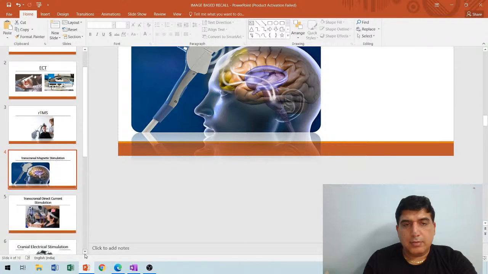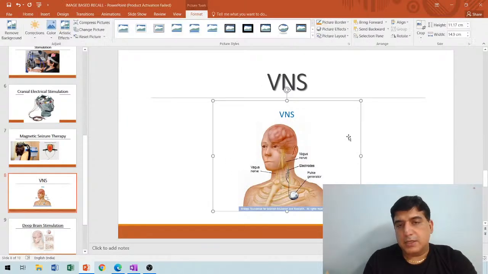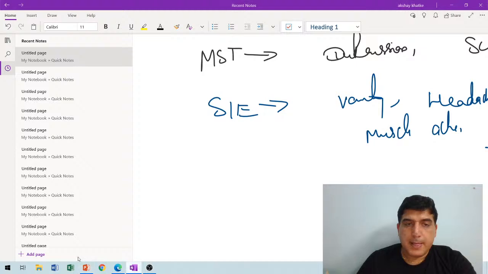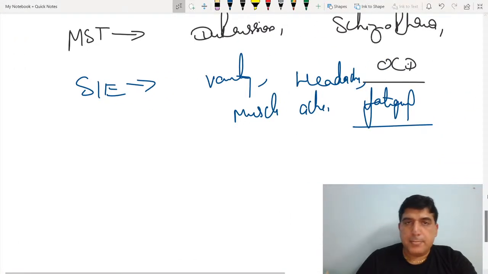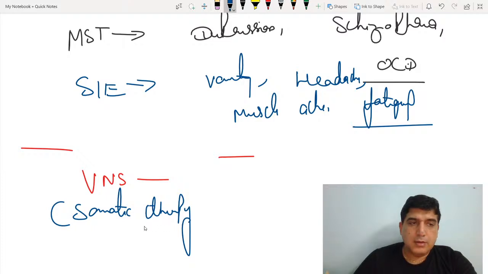Next is VNS, vagal nerve stimulation. In vagal nerve stimulation, we use the left vagus nerve. We put this electrode on the left vagus nerve. The pulse generator we attach to this. We have a pulse generator, we have an electrode on the left vagus nerve. Vagus nerve, basically we know it for mood elevation. So VNS, vagal nerve stimulation, is another type of somatic therapy. Okay.